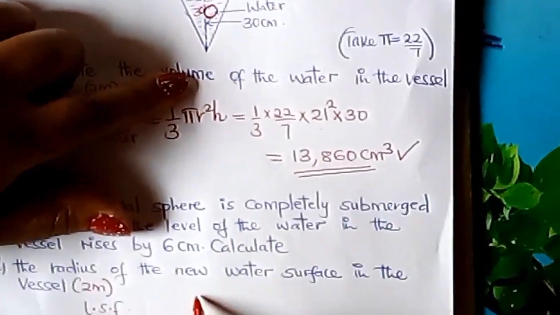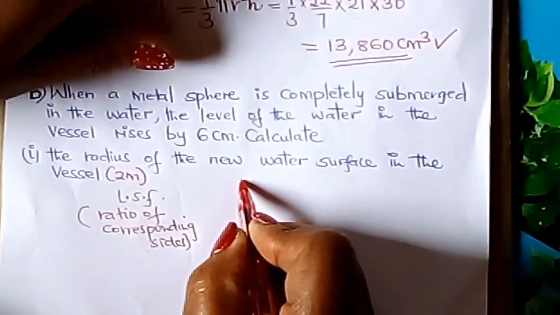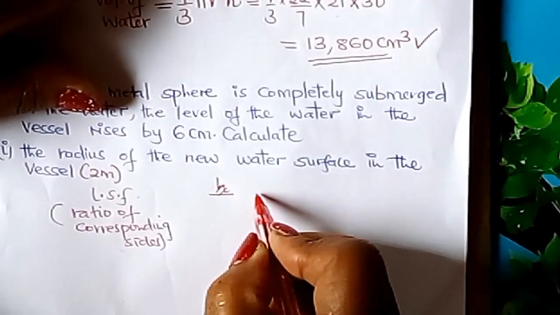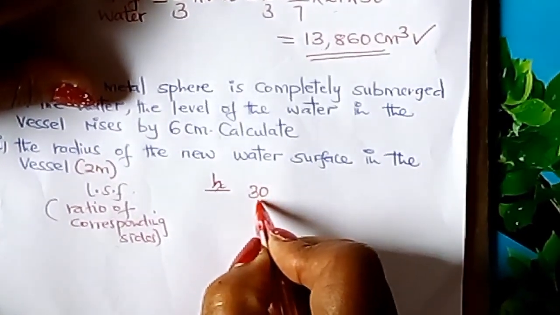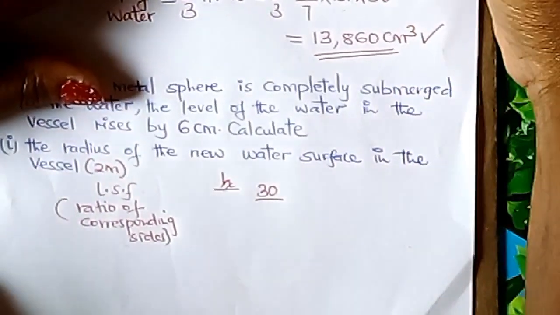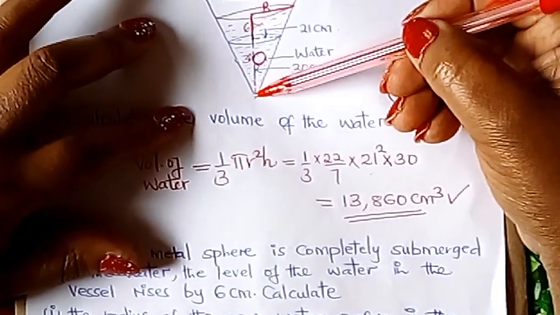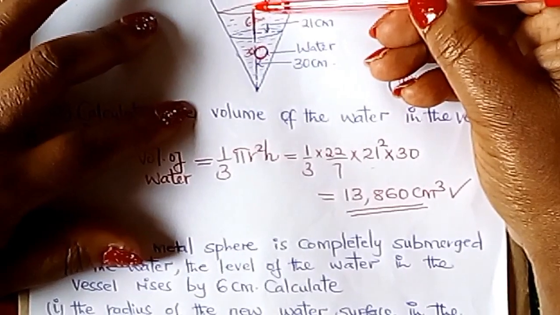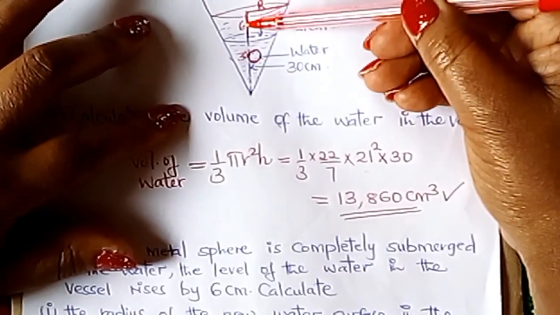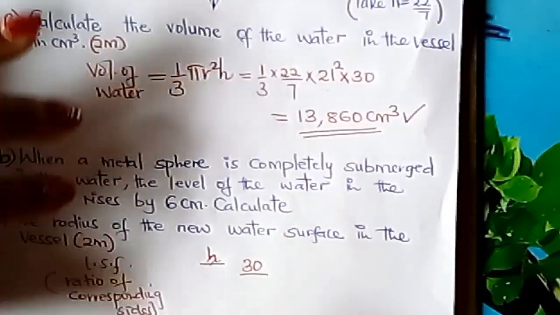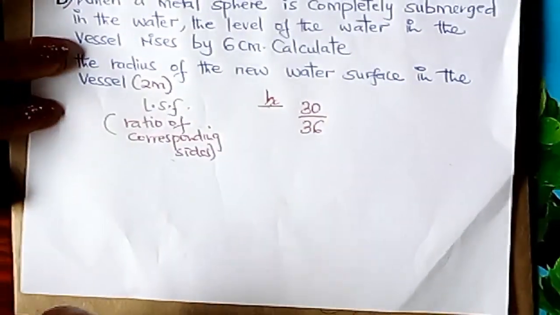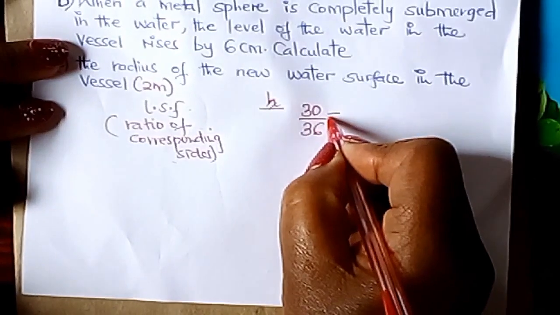So you talk of small height, which is 30, over, look at this, capital height from here to here is what? From here to here is 36. 30 plus 6 is 36. So small height, Lana, divided by capital height, which is 36, is equal to what?